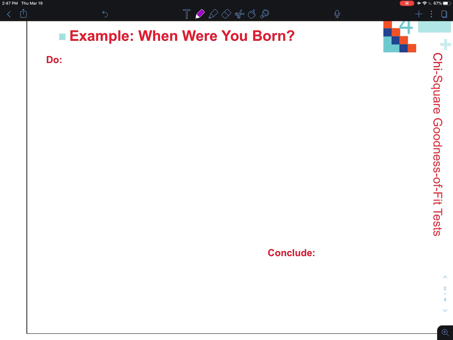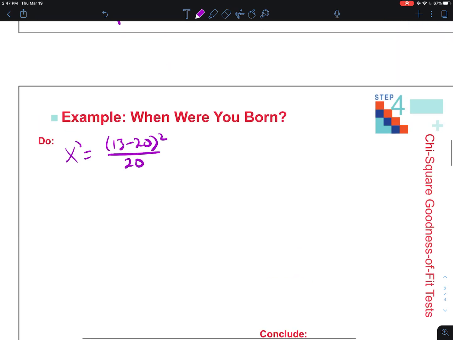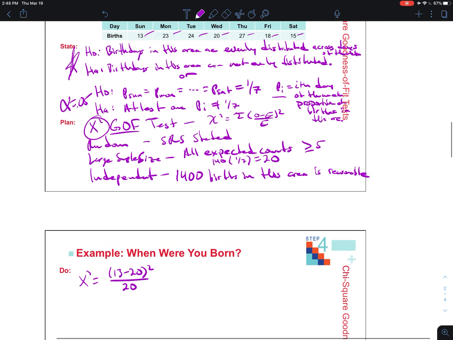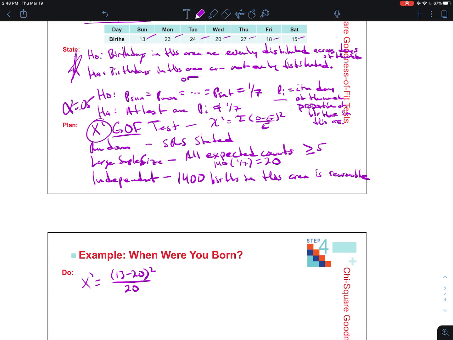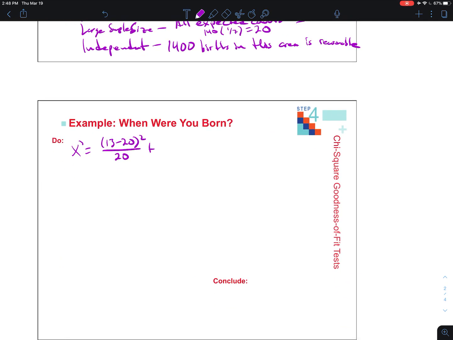So to show the calculation, because it's a sum, you do not need to show me each component, but I'd like to have an understanding that you know what's going on. So I'm going to write the first component here. So this represents Sunday. So there were 13 observed minus 20 expected. We take that difference, we square it, divided by the expected. Remember, all the expected values are 20. So that's the first. And I could write all 7 of them, but I'll save everyone some time.